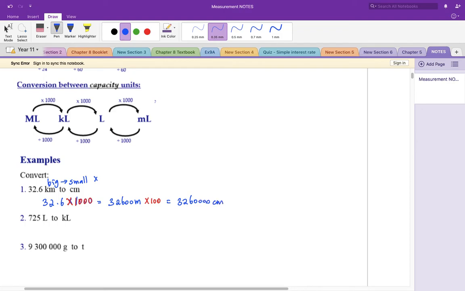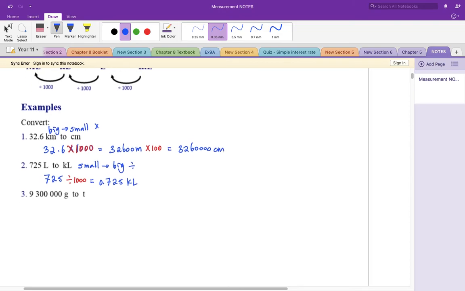Alright, next one. 725 liters to kiloliters. Is this big to small or small to big? This is small to big. So you divide by 1,000, because in liquid, capacity is always 1,000, right? So divide by 1,000, and you'll get 0.725 kiloliters. That's the answer.